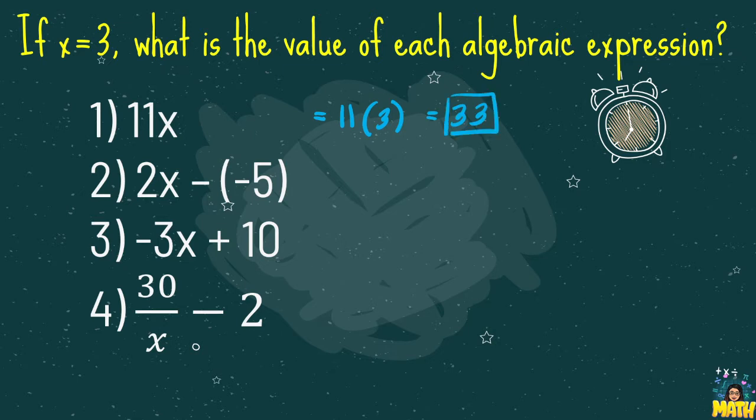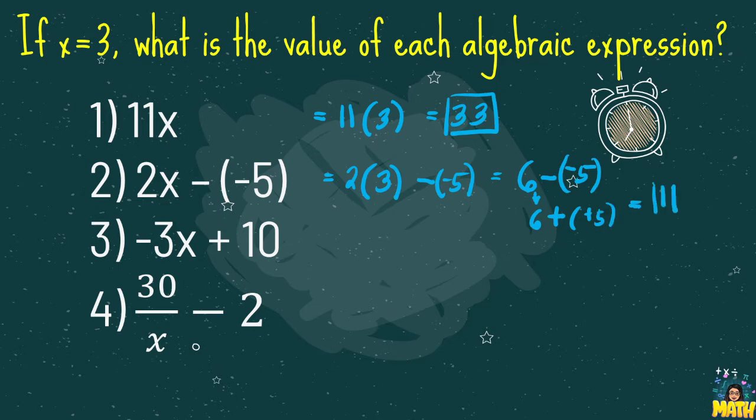Number 2, 2x minus negative 5. Palitan natin yung value ng x ng 3 before subtracting it to negative 5. So 2 times 3 is 6 minus negative 5. Remember, in subtracting integers, we need to copy, change the operation, and change the sign of the subtrahend. So 6 plus 5 was 11. The value of that algebraic expression is 11.